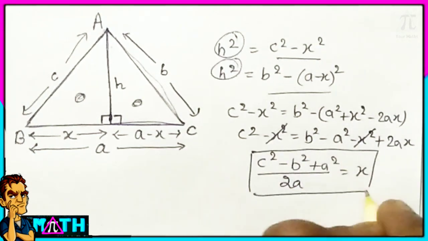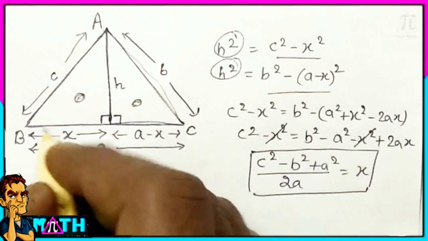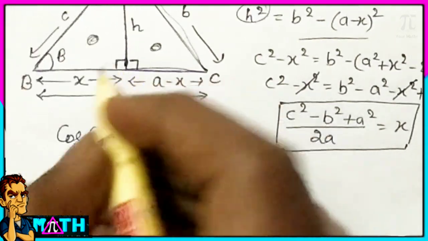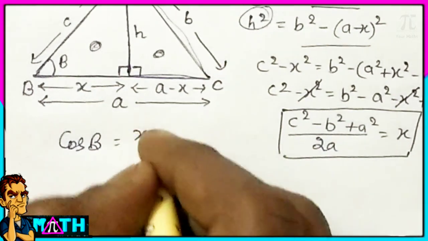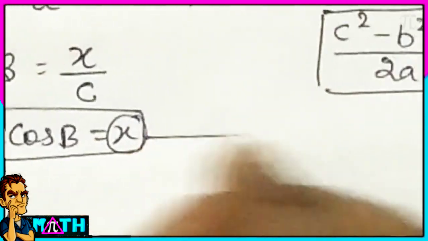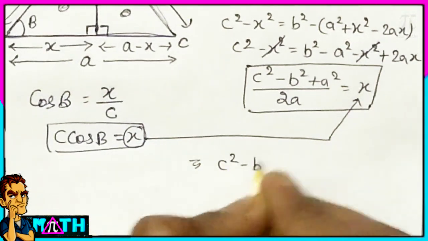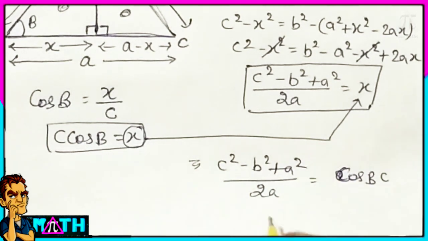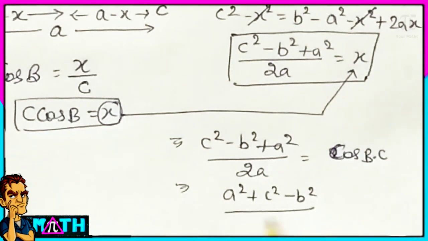Okay, now we have to find the value of x. So from here you can see if this angle is B, then we can write cos of B is equal to x upon c, which is base upon hypotenuse. Now you can see c cos B is equal to x. Now put the value here, you get (c square minus b square plus a square) upon 2a is equal to cos B into c. Now you can write it as (a square plus c square minus b square) upon 2ac is equal to cos of B.